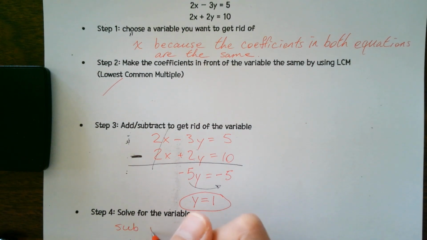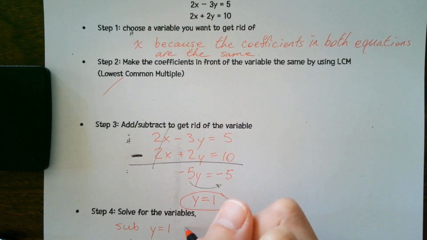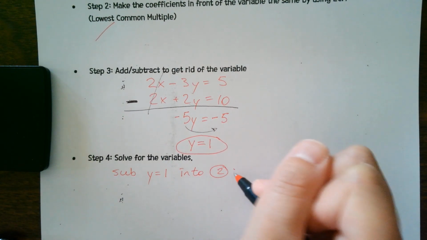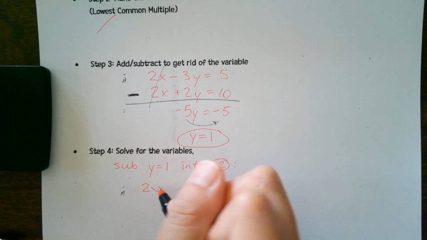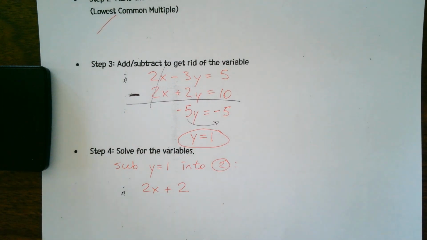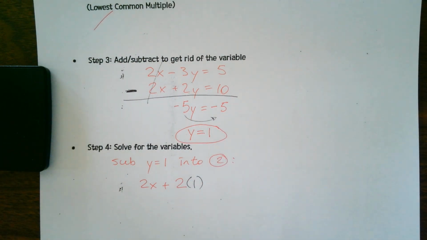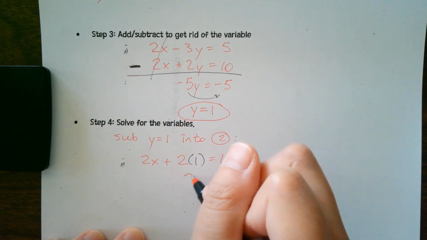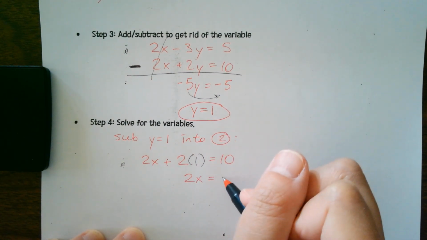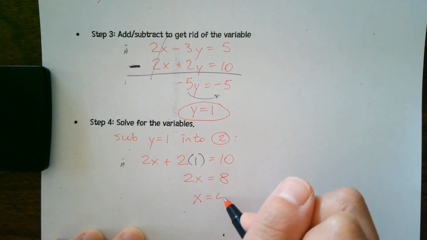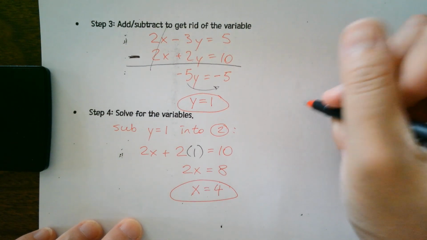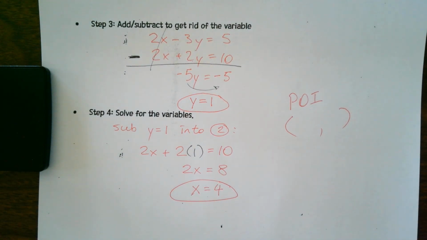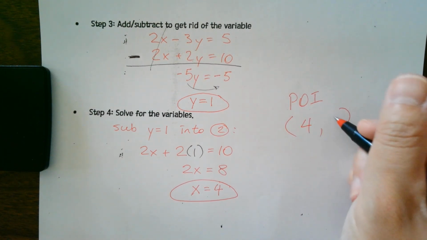So let's say I substitute y equals 1 into the first equation. Actually, the second equation is better. Into equation 2. So 2x plus 2, instead of y, I'm going to stuff in the 1, equals 10. Okay. 2x equals, move that over, so you get 8. So x equals 4. So using the method of elimination, what is my POI? Yep. 4 and 1. Good job.